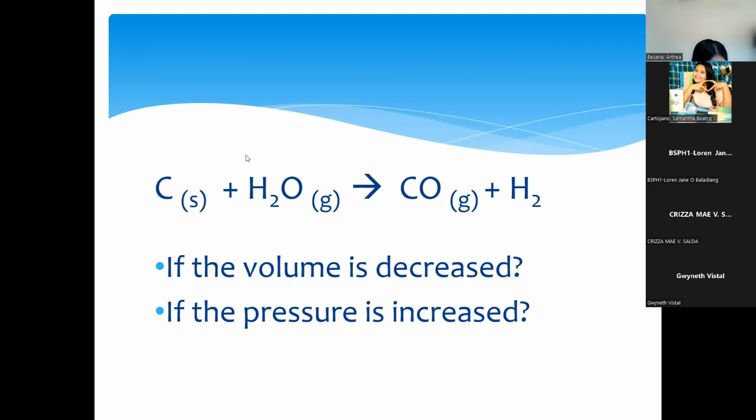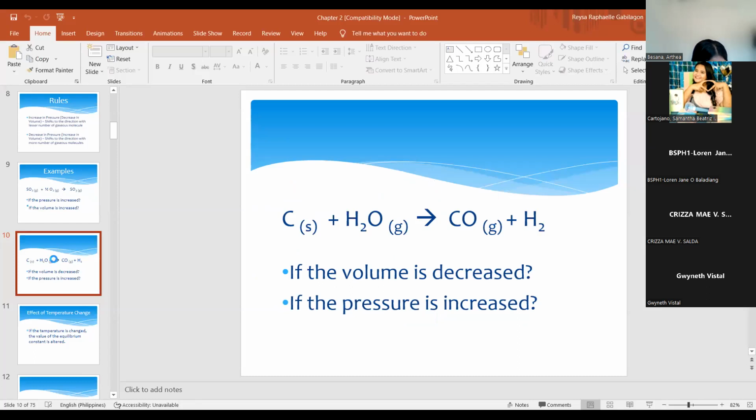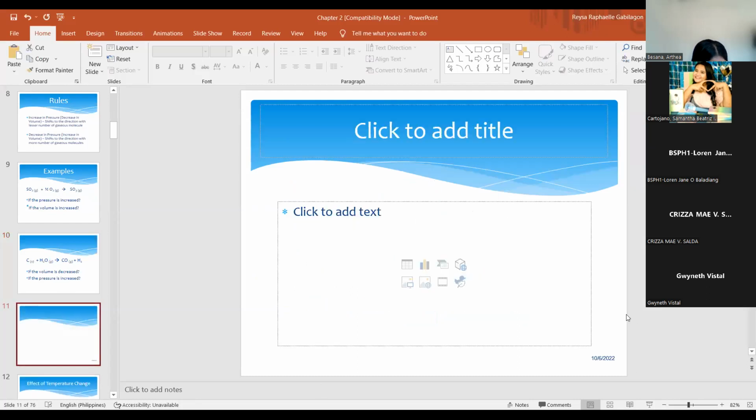Okay, sige, let's add another reaction. Wait lang. Ulat pa na lang ha. Let's look for a chemical reaction with gases.